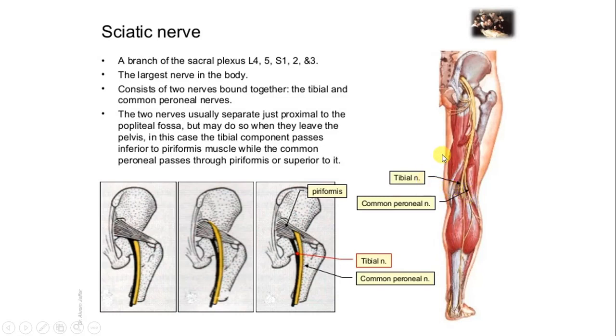Its root value is L4, L5, S1, S2, S3 from the lumbosacral plexus, the largest nerve in the body, and consists of two nerves, tibial and common peroneal, separating proximal to the popliteal fossa. When they leave the pelvis, the tibial component passes inferior to piriformis, while the common peroneal passes through the piriformis or superior to it.